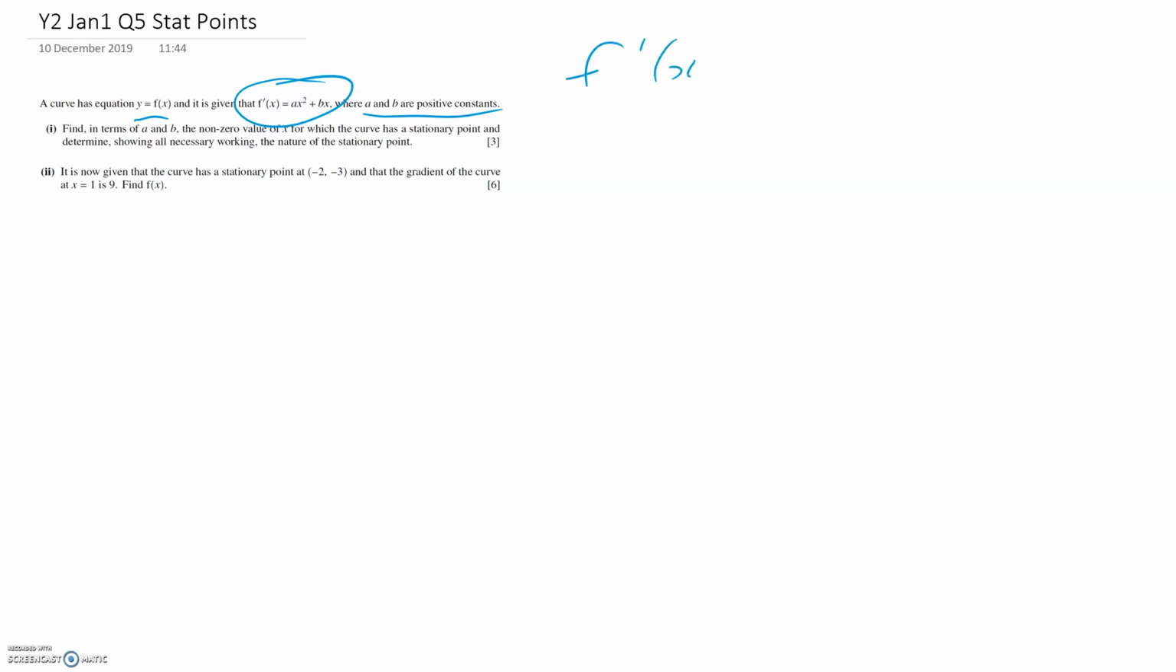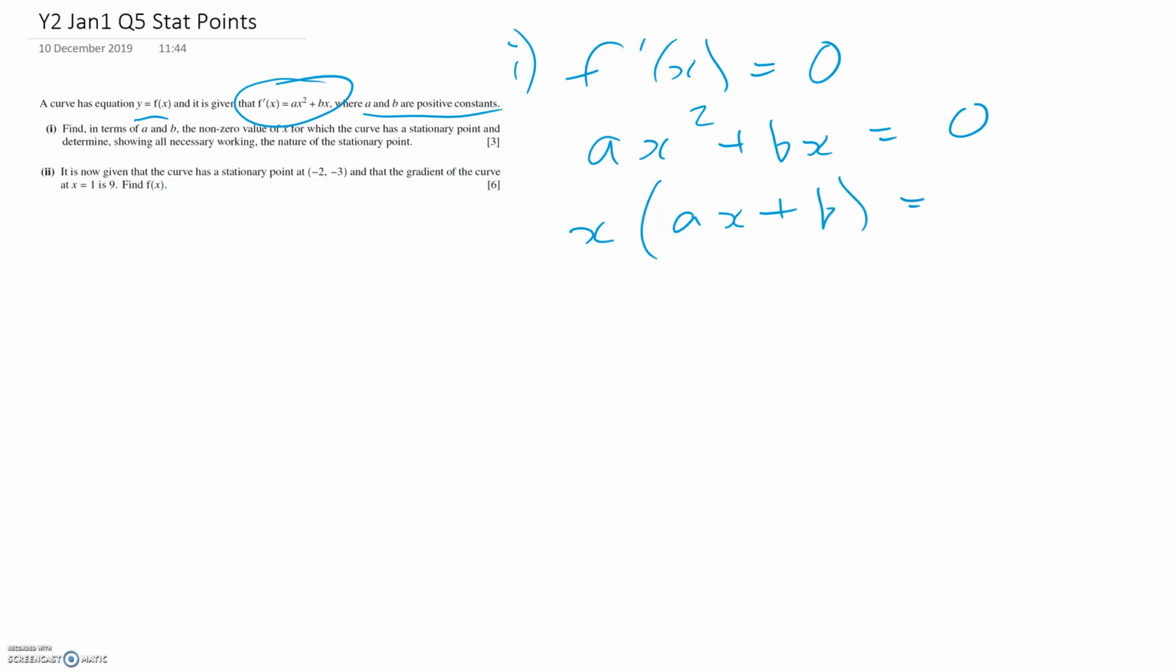So curves have stationary points where the first derivative equals 0. That means that ax squared plus bx must equal 0. So when does that happen? Well, let's just factorize this. So if we factorize, we need to solve this.